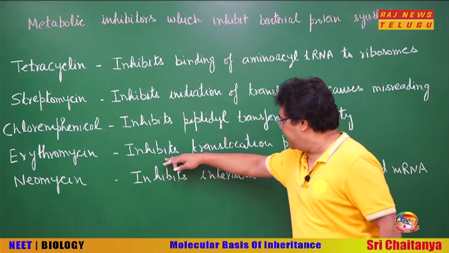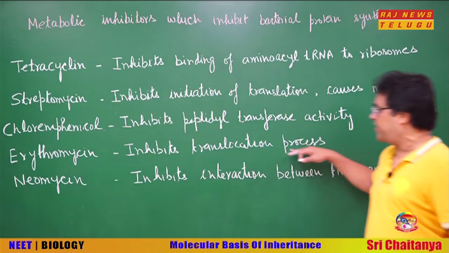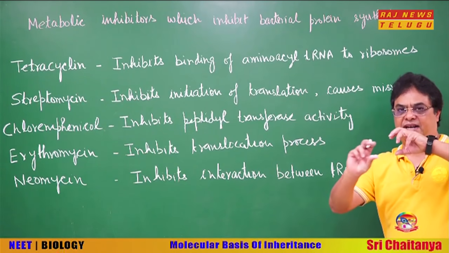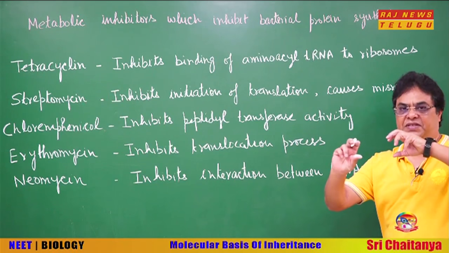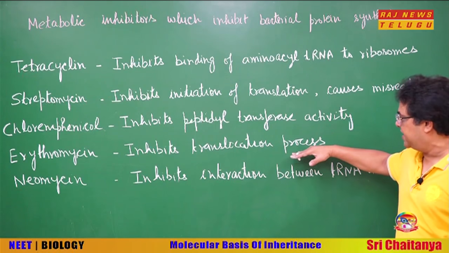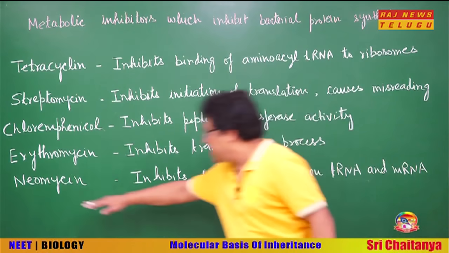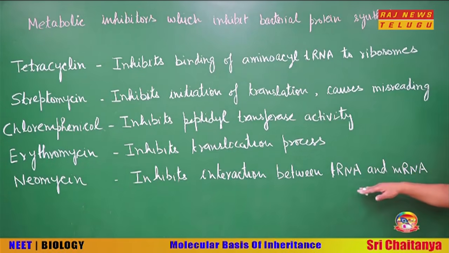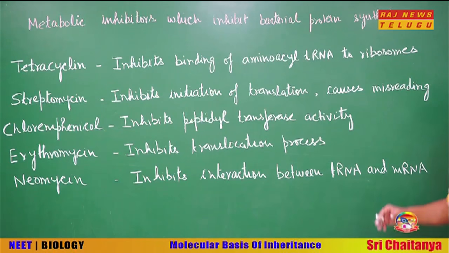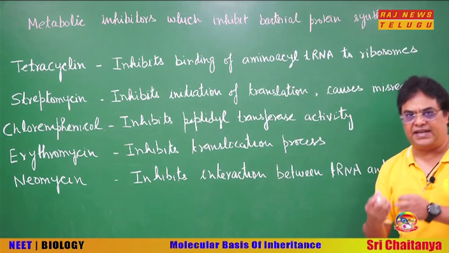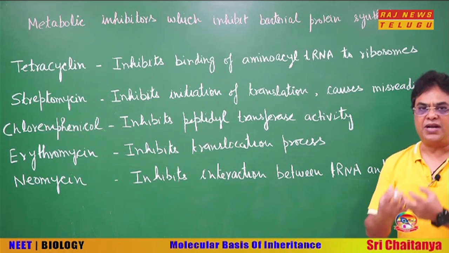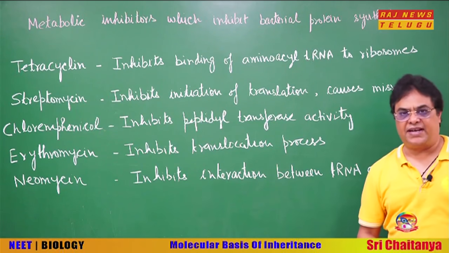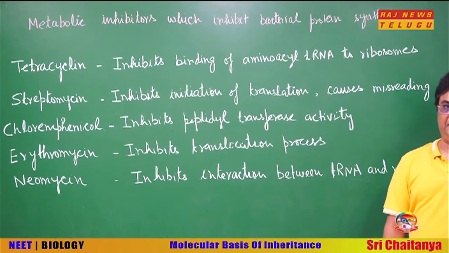Erythromycin inhibits the translocation process. Remember, we said that the ribosome moves on the mRNA one codon at a time. This is translocation. So erythromycin inhibits this process. Next, neomycin inhibits interaction between tRNA and mRNA, or we can say that it inhibits interaction between the codon and the anticodon. So, these are the various metabolic inhibitors of bacterial protein synthesis.